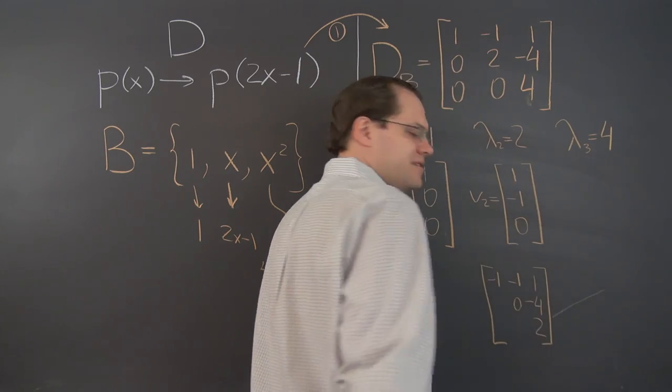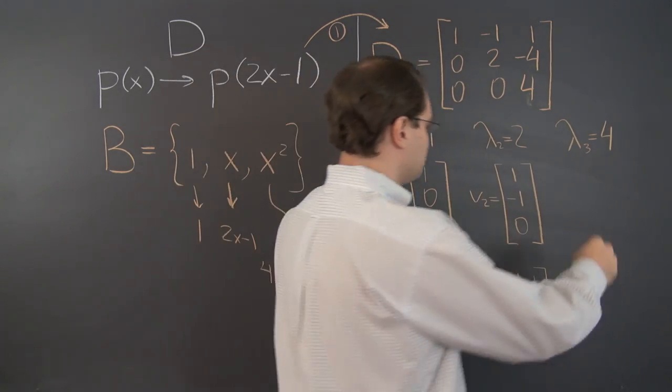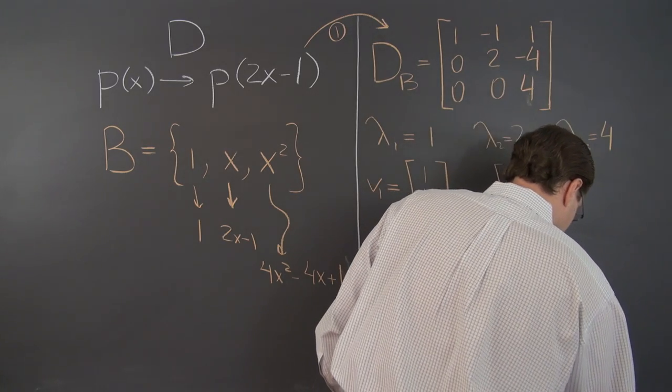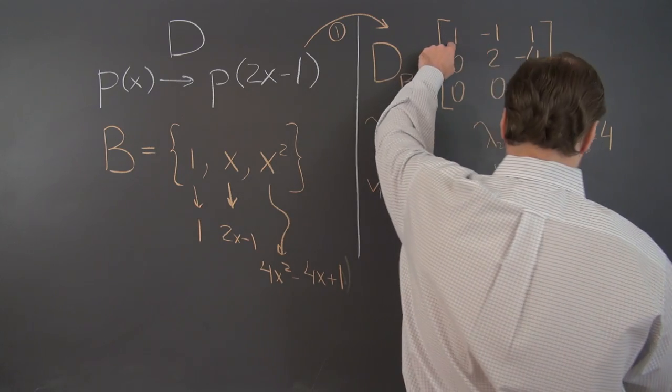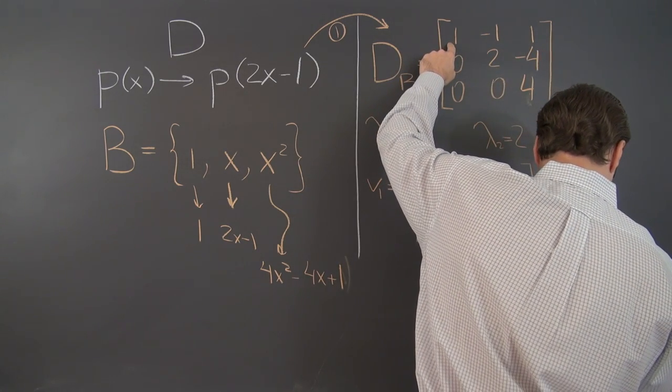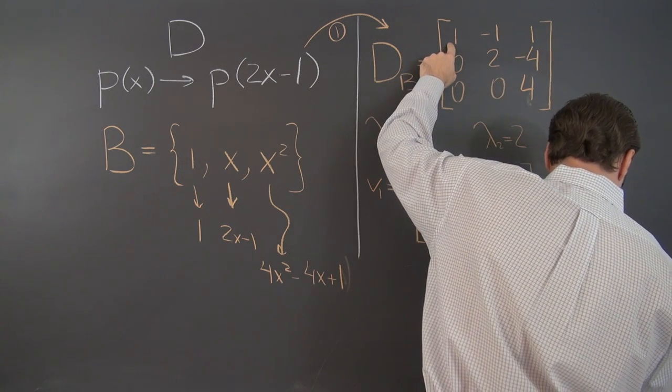On to the last one, which equals 4. Once again, we need to subtract 4 from the diagonal. So we have minus 3, minus 2, 0.